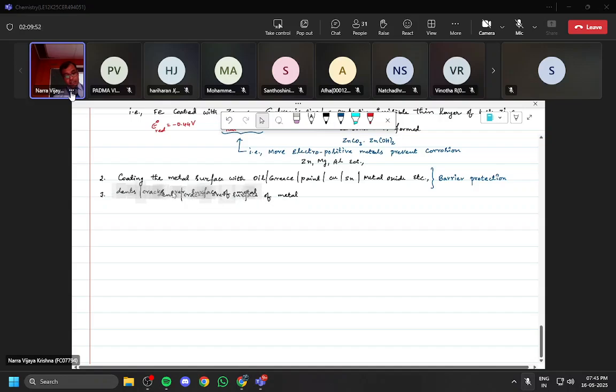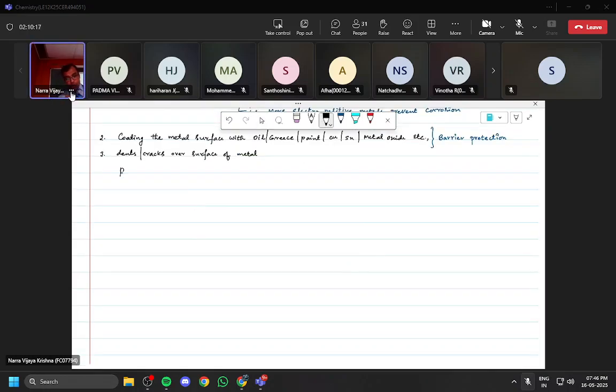Instead of that, if I create dents or cracks over the surface, it promotes corrosion. That's why the lifespan of vehicles will go down. Lifespan of ships also goes down. If you keep a scratch over the surface of it, hull strength will decrease over time. Correct?